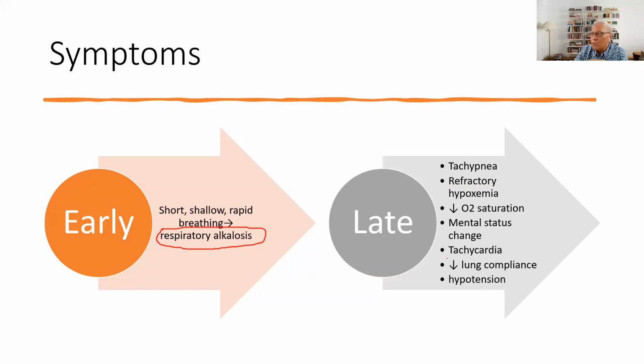And this could also be associated with low oxygen saturation as well as mental status changes. The patient might get confused. They might get exhausted or tired. Tachycardia is going to be present, and there's going to be a decrease in the lung compliance. So if this is left untreated, what's going to happen is that you're going to have, of course, hypotension. So these are the progressions of the symptoms of ARDS.